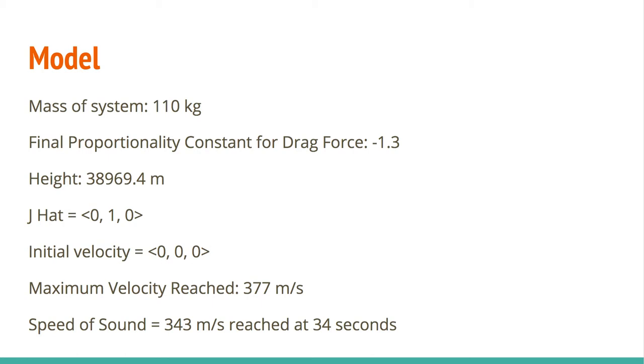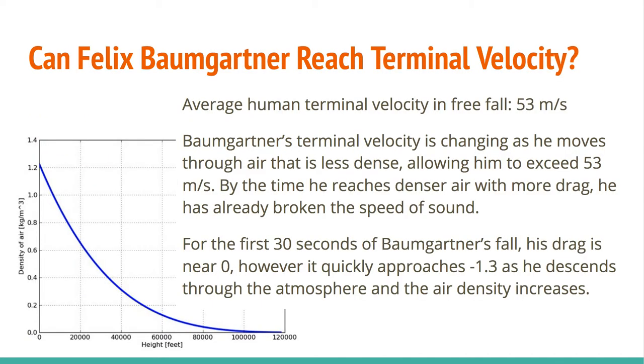38,969.4, and once again, the unit vector in the y direction will be referred to as j hat in my code. His initial velocity is 0, but the maximum velocity that he reached is what I'm interested in, which is 377 meters per second. This outweighs the speed of sound, which is 343 meters per second, which he reached at 34 seconds into his jump.